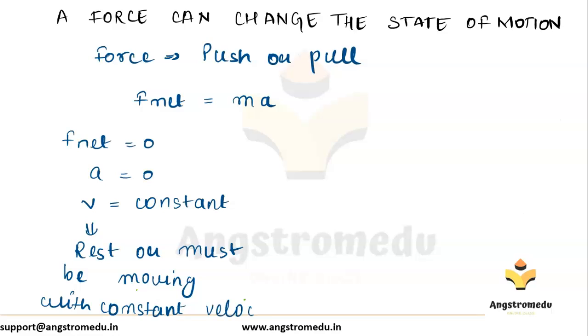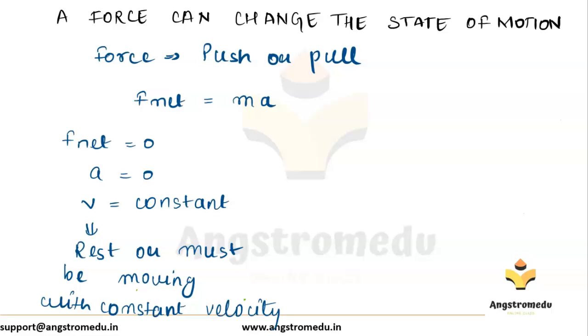So in simple words, force can change the acceleration of an object. If it changes the acceleration, then it can change the state of motion by either increasing or decreasing the speed, by changing the direction of motion, or by making a stationary object come into motion, or by making a moving object come to rest.